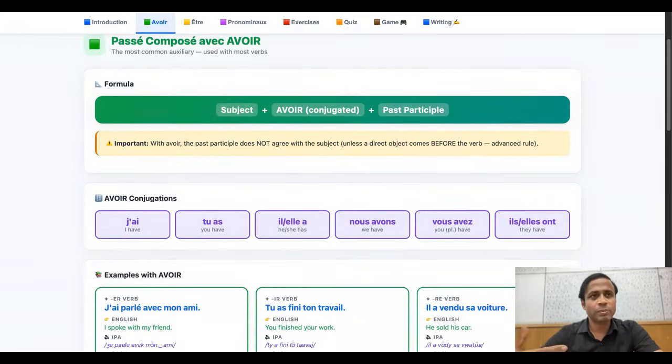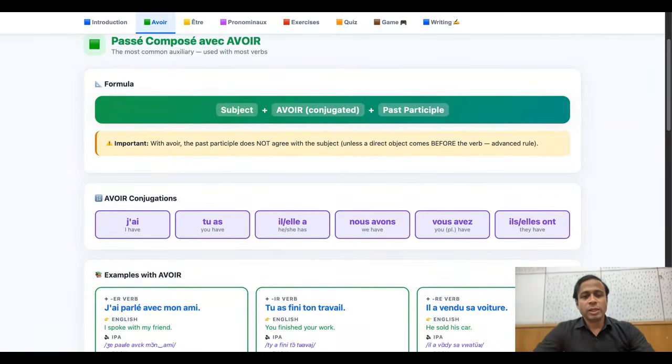Okay. For example, now it's 10 p.m. and you had your dinner, I hope. So the action, for example, you have already taken your dinner, so the action is complete. So when an action is complete, for that you have to use passé composé. Second thing, for a series of events that has already been completed. For example, I went to the cinema, I watched a movie and then I came back. So this is a series of actions which is complete now. So for that we have to use passé composé.